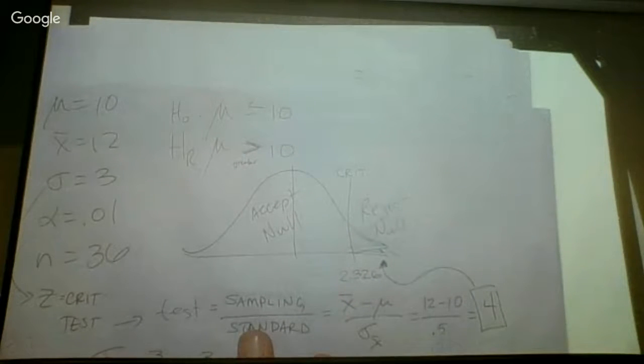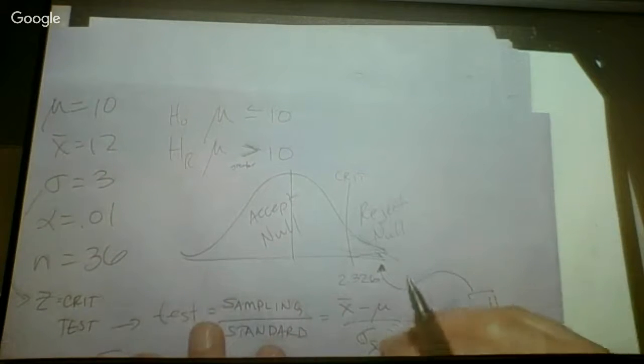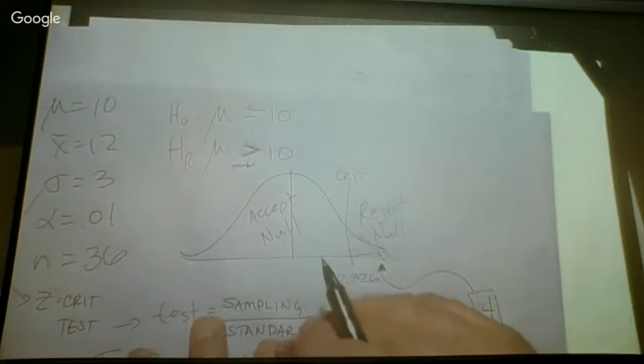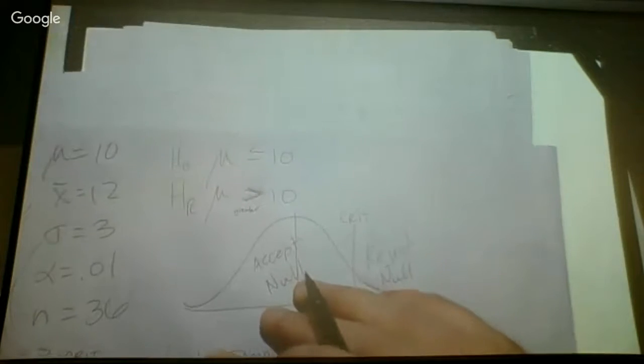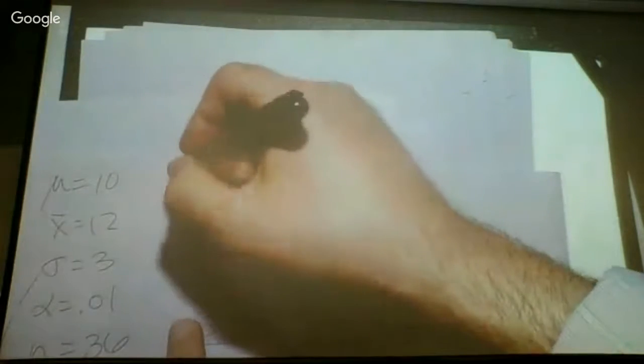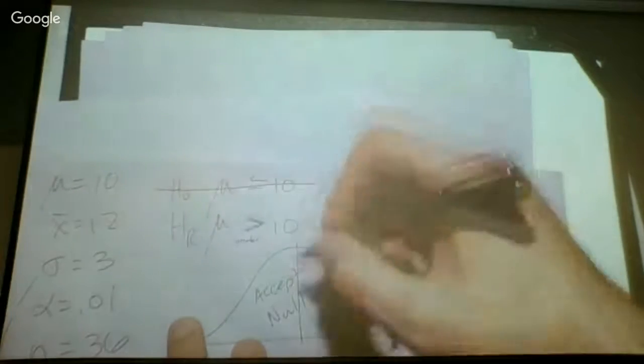Do I accept or reject the null? I'm going to reject the null. I'm running out of cruel ways to reject the null, and I think I may have gotten a little too serious last time I did that. So I'm just going to draw a line through it.